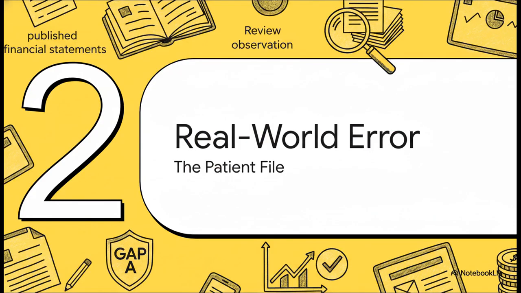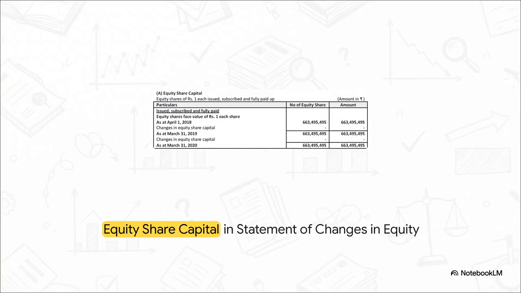Section 2. A real-world presentation error, the patient file. All right, let's take a look at the actual observation. This is from the published Ind AS financial statements of a listed company, which was downloaded and independently reviewed by GAAP Advisors on a suo motu basis. As you can see, this is exactly what the company presented in the equity share capital section of their statement of changes in equity. You've got the number of equity shares, the opening balance, changes during the year, and the closing balance. On the surface, it looks pretty standard and tidy, right?